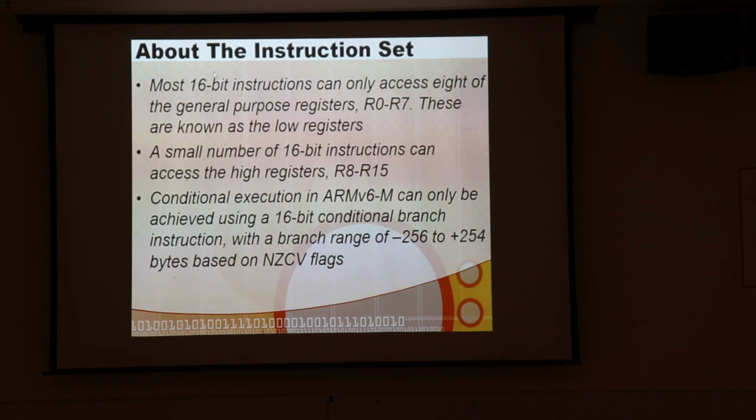All right, so anyway, again, most of the 16-bit instructions can only access 8 of the general purpose registers, R0 through R7, and they're known as the low registers. I'd like you to know that. A small number of the 16-bit instructions can access the high registers, R8 through R15. And then we have this conditional execution using these 16 conditional branch instructions. The branch range is only plus 254, minus 256. And it's based on these NZCV flags, the status flags.